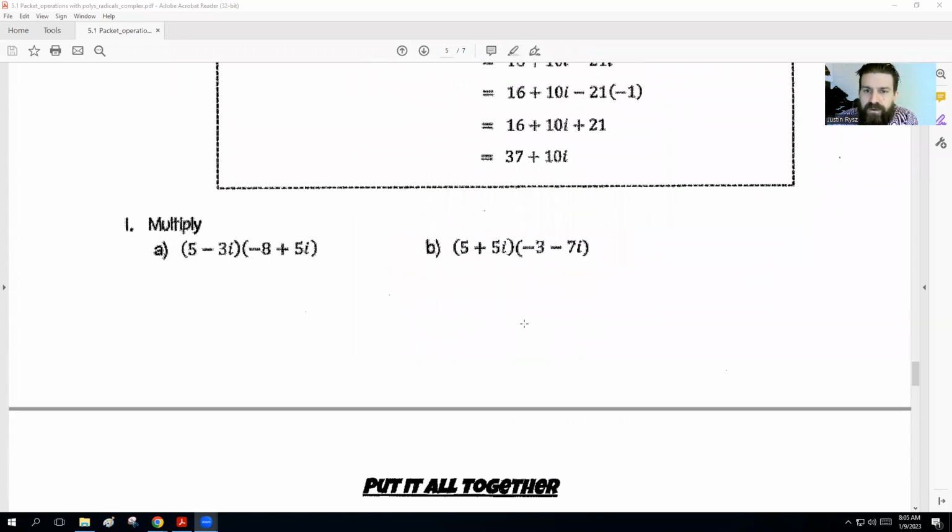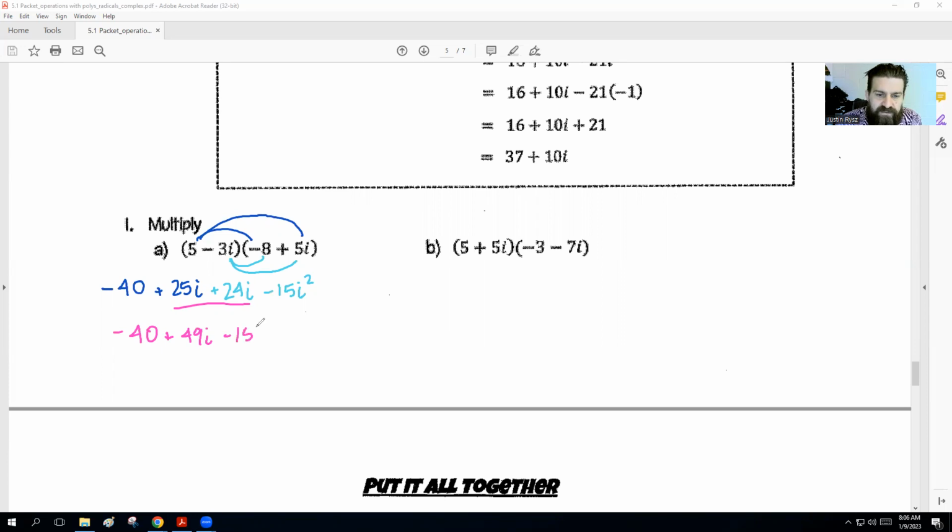All right, so let's go through. Let's distribute this here. Combine these like terms. All right, 5 times negative 8 is negative 40. And then 5 times 5i is 25i. Moving on to the next one here, negative 3i times negative 8 is a positive 24i. And negative 3i times 5i is a negative 15i squared. Okay, so we're going to combine the middle terms together. We got negative 40, 25i, and 24i makes a 49i. And then we got our negative 15i squared.